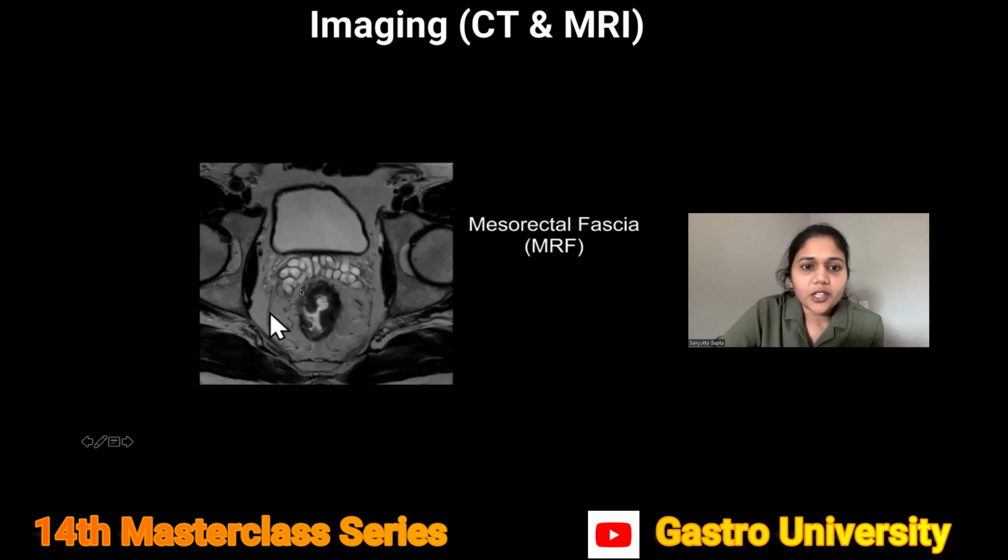So mesorectal fascia, as we just talked about in the surgical anatomy, is the fascia covering the rectum, mostly in the lower part, and in the upper and the mid rectum, it becomes peritonealized anteriorly and laterally. But in the lower part, on the MRI and the T2 weighted scans, it's seen as a thin, hypointense, fine layer completely surrounding the rectum.